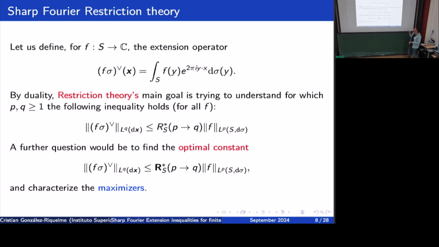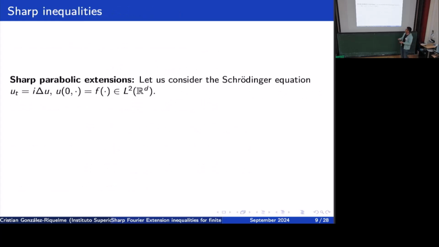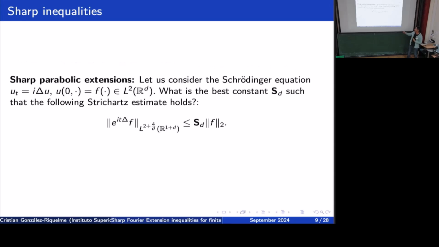Okay, so let's go ahead. Also, as I told you before, this is connected with estimates for solutions of PDEs. In particular, if you take the homogeneous Schrödinger equation, we can get estimates for the solutions of this PDE, and we get exactly this. So sharp inequalities on the extension side translate to sharp inequalities for these estimates over the solutions of the PDE. So that's another way of motivating it.